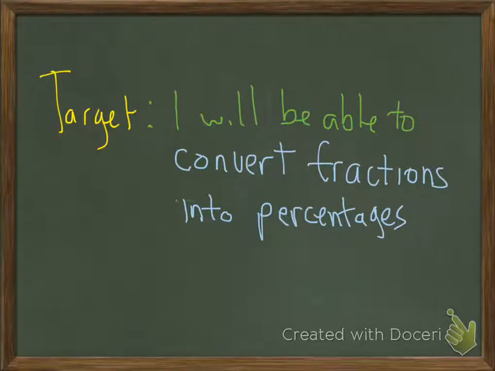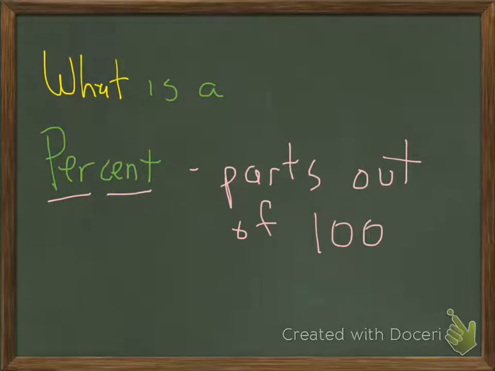Alright, so here we're looking at converting fractions into percentages. And first we want to know, what is a percent? Okay, we can break down that word percent, that root cent. We know we've heard of the word century, which means 100. So that root cent is going to mean 100. And we're just looking at parts out of 100. Per means kind of like each, so each out of 100.